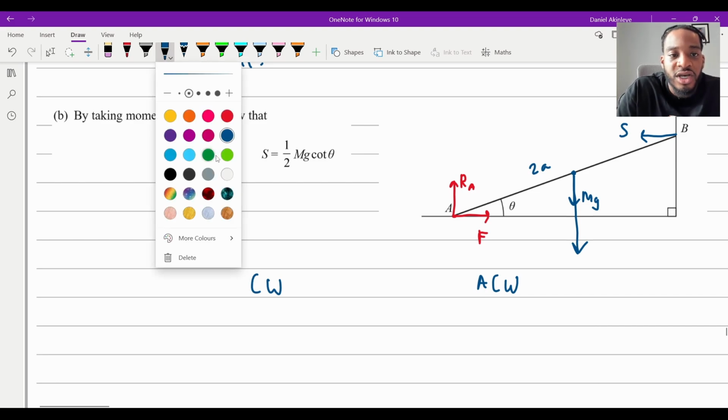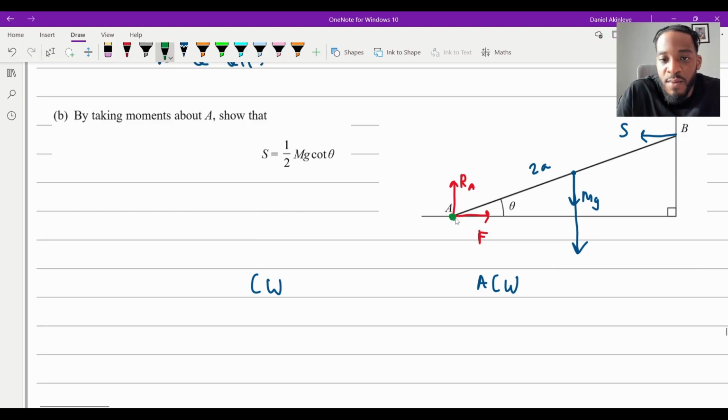Now, A is right here. Remember, the moment is defined as the force multiplied by the perpendicular distance. So what I could do is put a right angle right here, because this horizontal is perpendicular to the vertical, so we have a right angle here. The perpendicular distance of this force mg is this distance here.